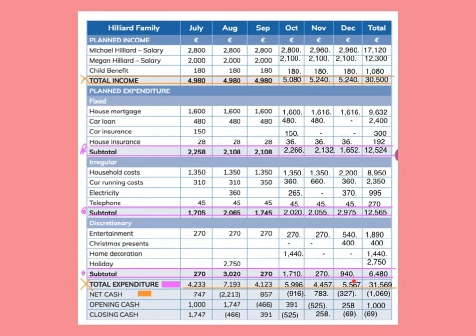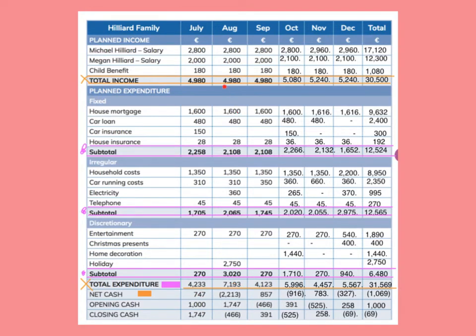Once I have these figures here, I can then move on to my net cash, so this here at the very bottom, okay? And all I did to get this 747, I literally just took the 4980 and I took from it the 4233 and I got this 747. So you can see here I color coded that as well. You can see net cash was orange, and I had kind of hoped that you could see that I had subtracted both of those, alright? And then I just did that the whole way along.